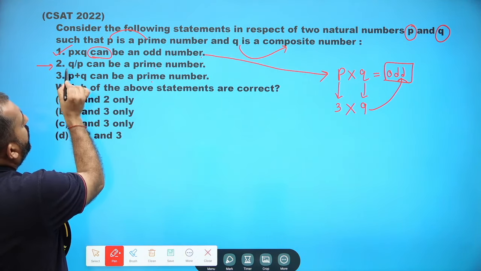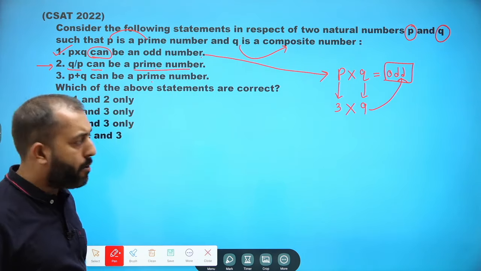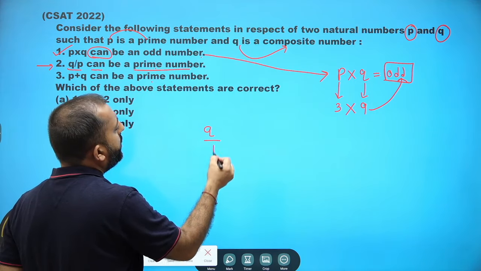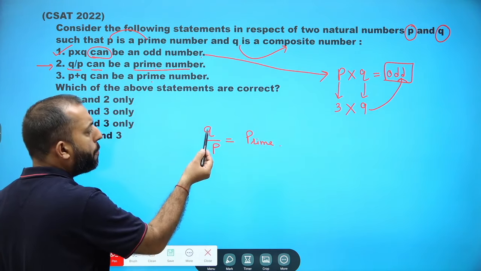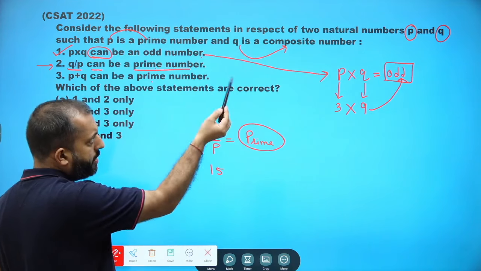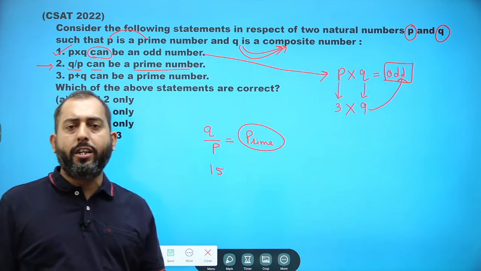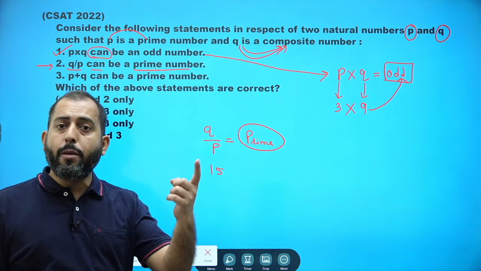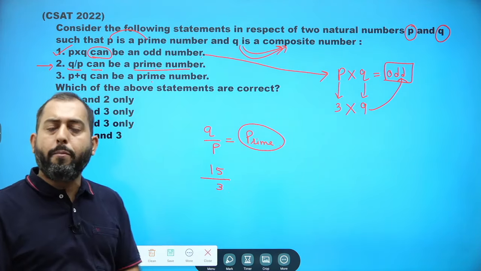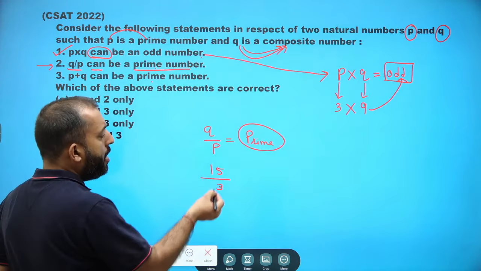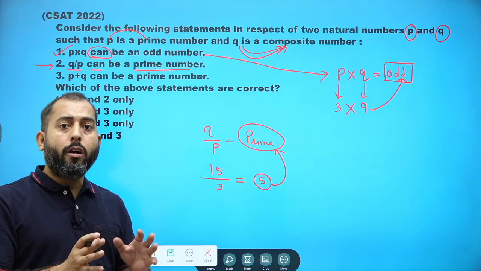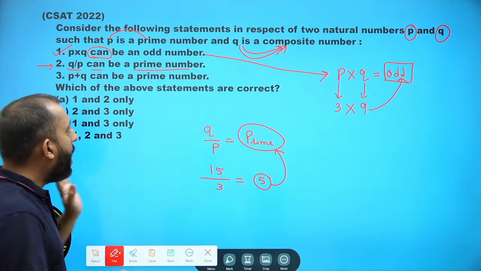Now statement number 2, Q upon P can be prime. What kind of number is Q? Q is a composite number. So let's say we want Q upon P to be prime. So assume such a value of Q and such a value of P so that the result comes out to be prime. Let's say Q is 15, because it is written that Q is a composite number. 15 is composite because it has more than 2 factors. 15 is divisible by 1, 3, and 5. And let's say P is 3. 3 is a prime number because 3 has only 2 factors. So if you divide 15 by 3, you get 5, and 5 is what kind of number? Prime number. Hence, we found one such case that justifies statement 2. Hence, it is also correct.